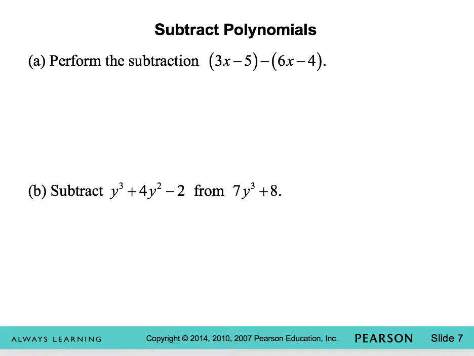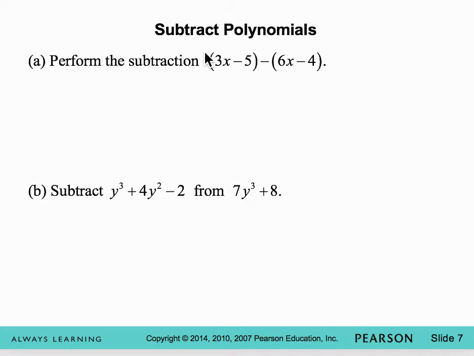Okay, now we're subtracting. So you know when those minus signs are involved, we got to be extra careful. This says perform the subtraction. Okay, so it's a binomial minus a binomial. First thing we got to do is get rid of these parentheses.